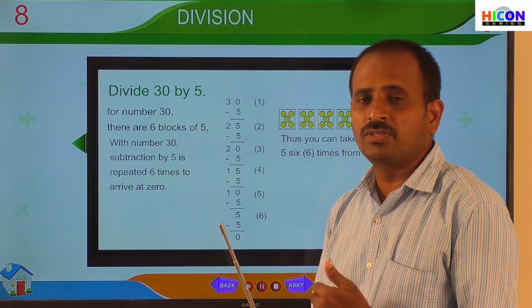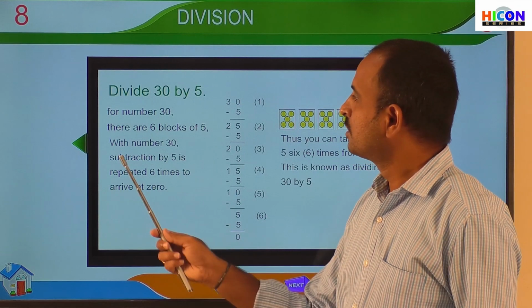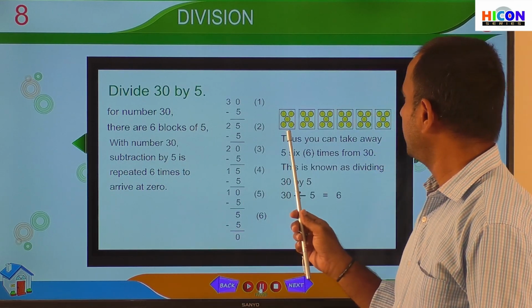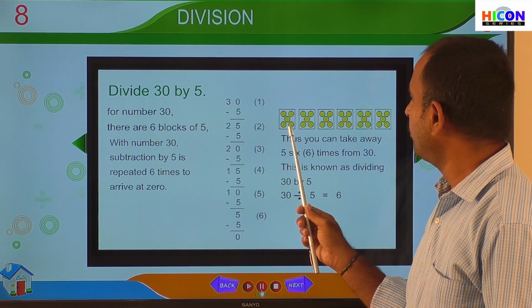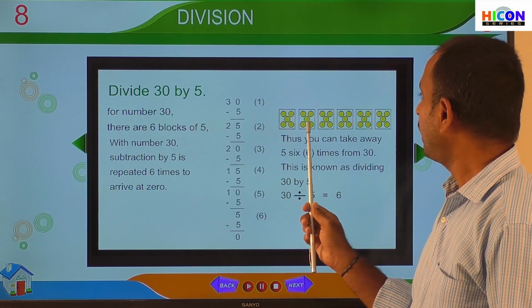And how many blocks of 5 will we get if we divide the number 30 by 5? So there are 6 blocks of 5. So children, look here. We have divided the number 30 into how many blocks? We have divided the number 30 into blocks of 5.